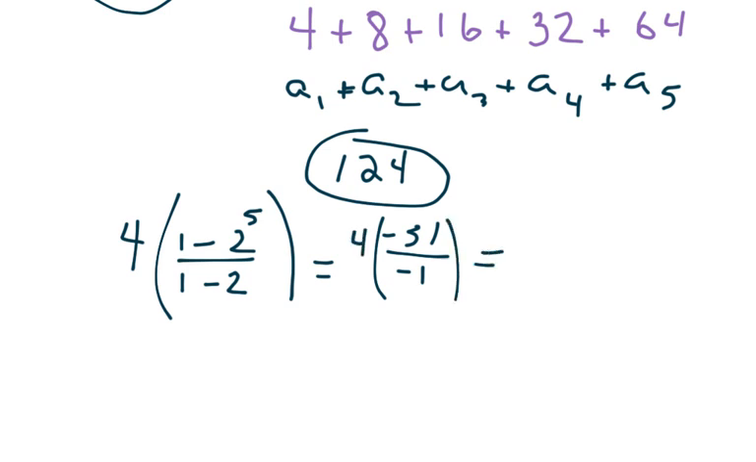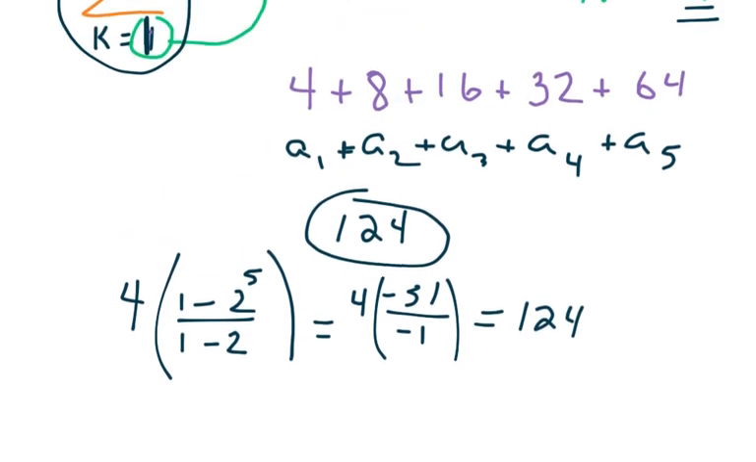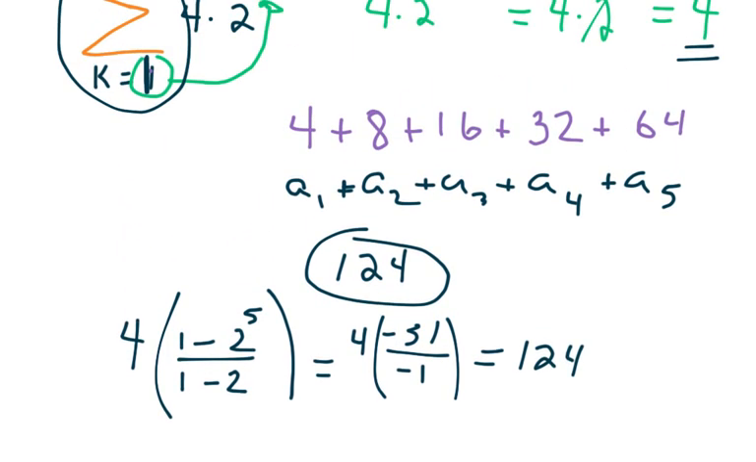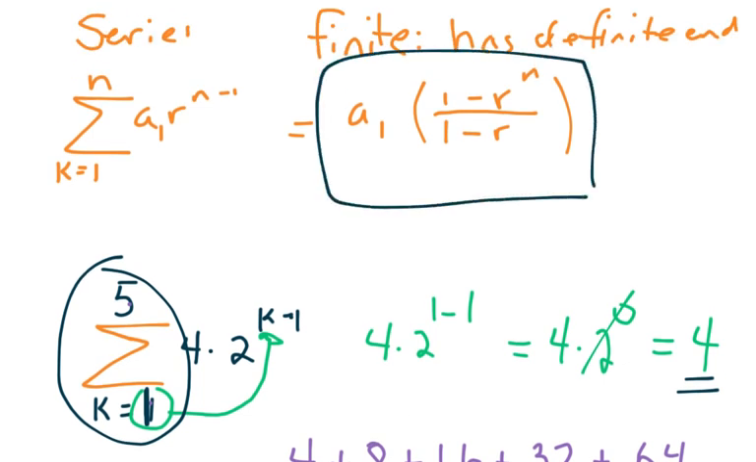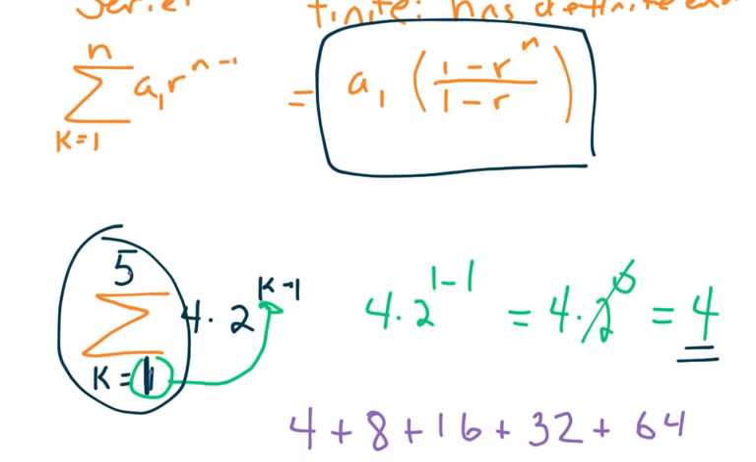And multiply by the first term out there, and what a coinkydink, it is 124. So look at that, it still works. It's 124. So that rule for a finite geometric series works. So very nice.